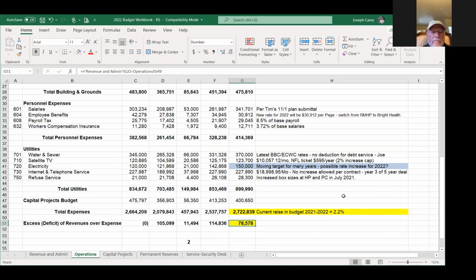What did we raise it by last year? 5.4%. Okay. How much did we raise assessments last year? About 5%. It was the biggest raise we've had ever that I can remember. And it caused an outcry.